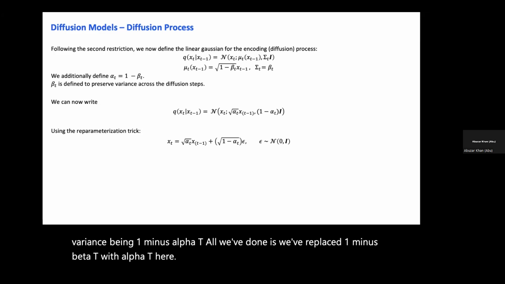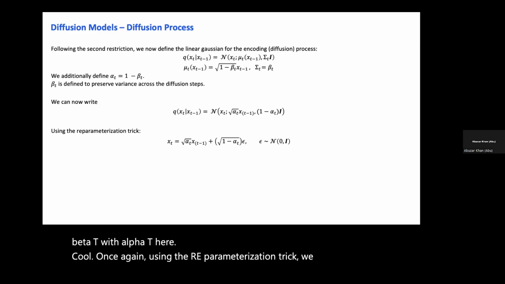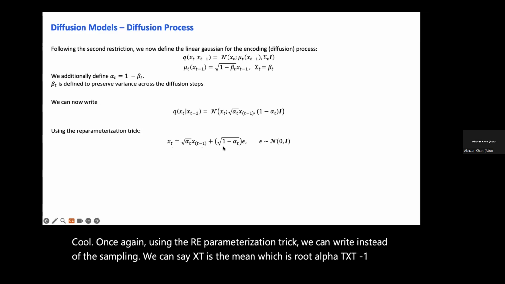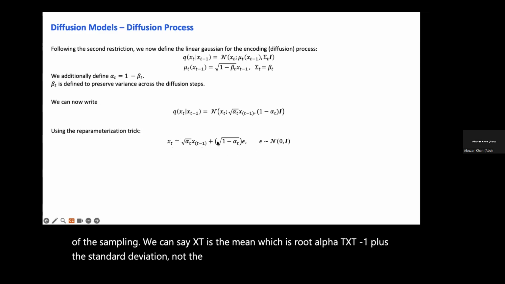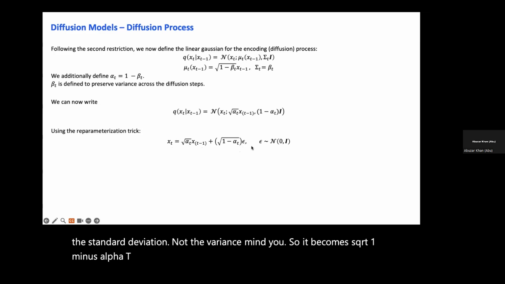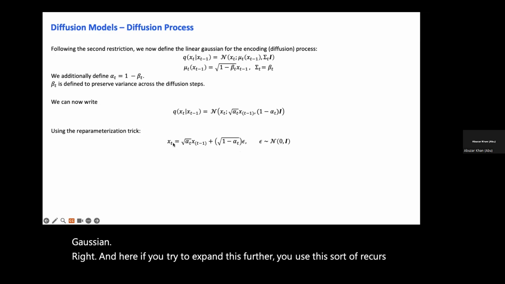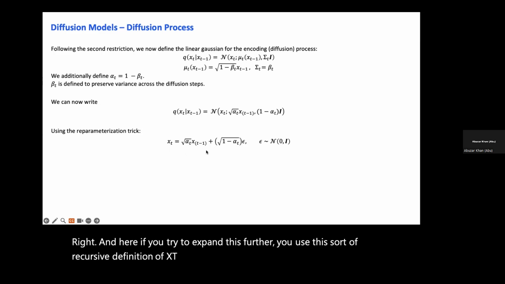Once again, using the reparametrization trick, instead of the sampling, we can say xt is the mean, which is root alpha t xt minus 1, plus the standard deviation, not the variance, mind you. So it becomes the square root of 1 minus alpha t times a noise term, which is now sampled from a standard Gaussian. And here, if you try to expand this further, using this recursive definition of xt and opening xt minus 1, you will arrive at an equation which looks like this.